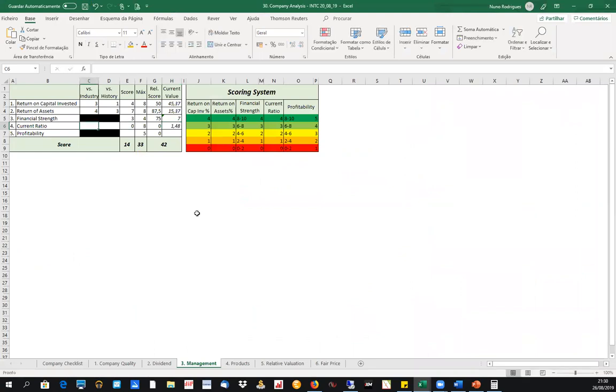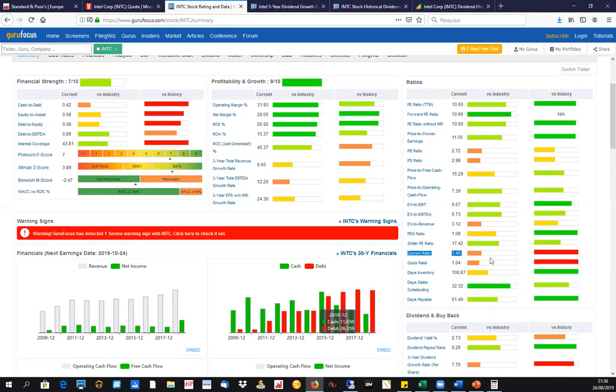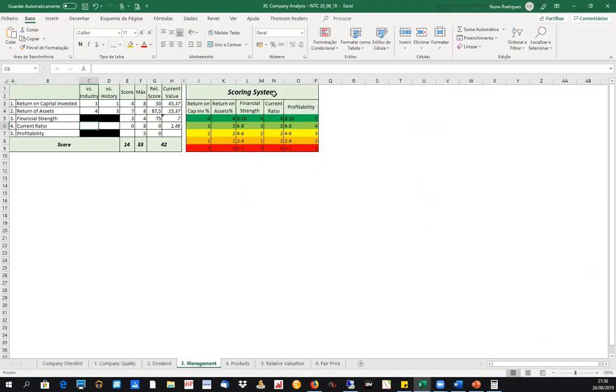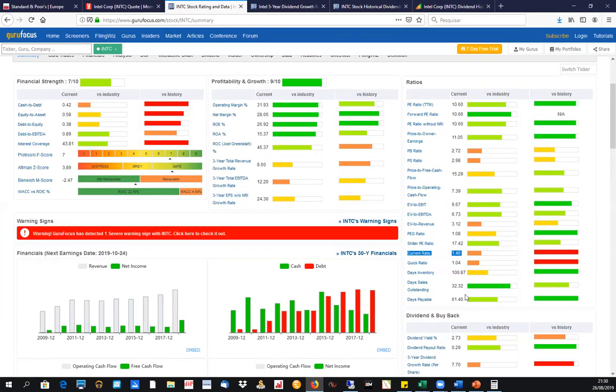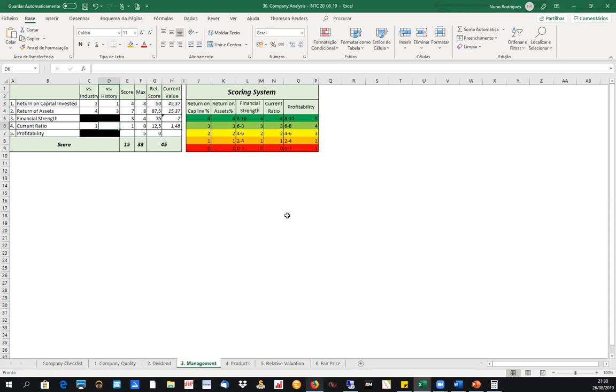Now, versus the industry, it's orange. So current ratio, orange is a 1. And versus its history, we do have a red. So current ratio red, we will score a 0.